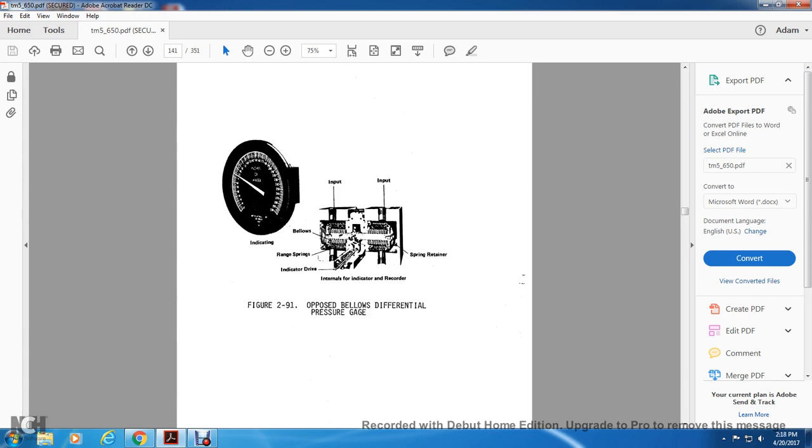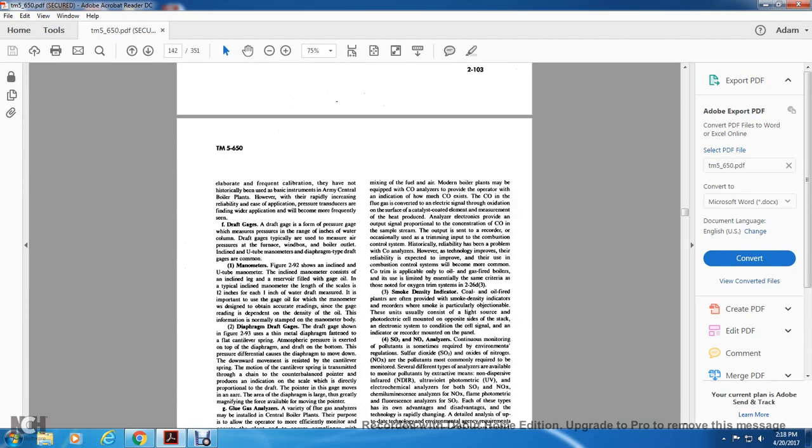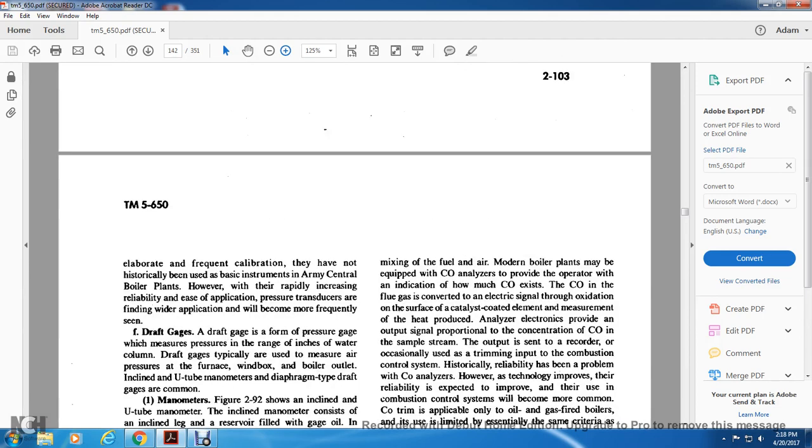Indication bellows, range springs, indicator drive, internal for indicator in recorder, spring retainer, input and output. Elaborate frequent calibration has not historically been used for the basic instrumentation in central boiler plants. However, with rapidly increased reliability and easy application, the transducer is finding wider application and will become more frequently seen.